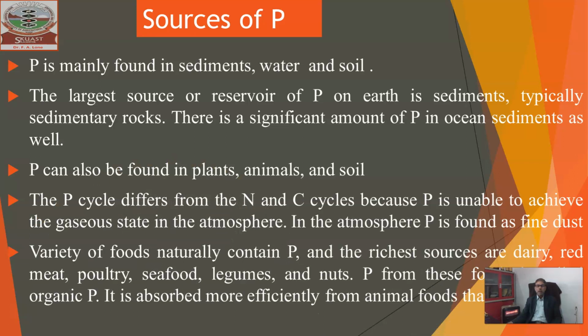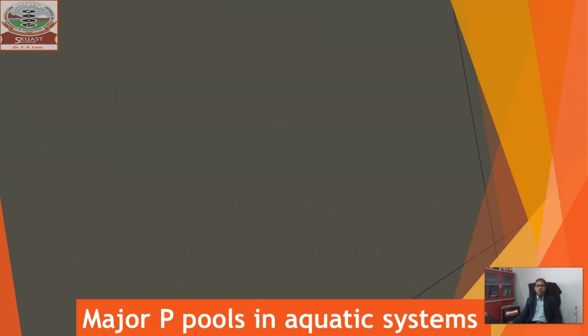A variety of foods naturally contain phosphorus, and the richest sources are dairy, red meat, poultry, seafood, legumes, and nuts. Phosphorus from these foods is called organic phosphorus. It's absorbed more efficiently from animal foods than from plant foods.